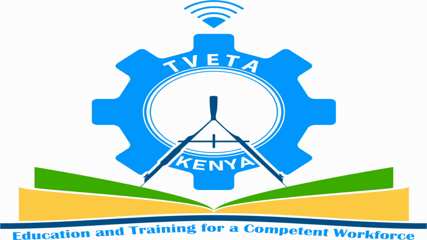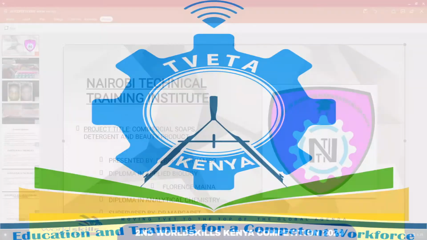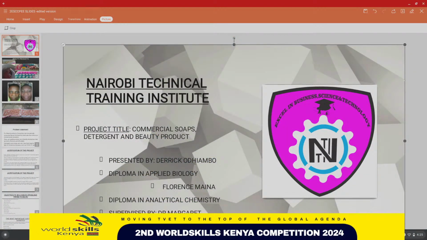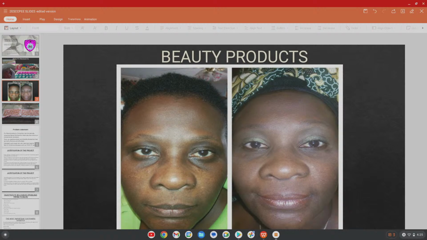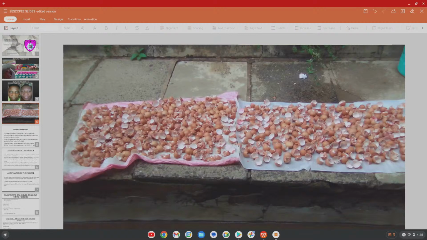So our project was mainly about embracing the 3 R's, which is reduce, recycle, and reuse. According to the slide, for the sake of time, you can see that the effectiveness of our product is highlighted there by the pictorial views. You can see the person before and after. That is the effect, because the eggshell contains protein, which is nutritional, and it is very effective for your skin.